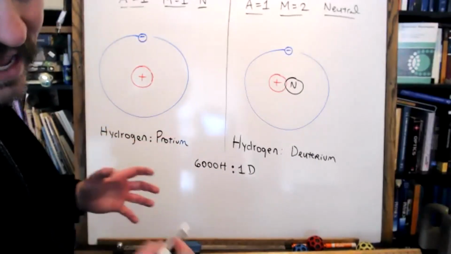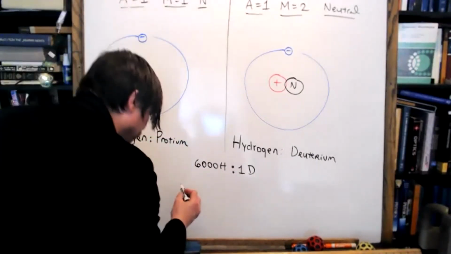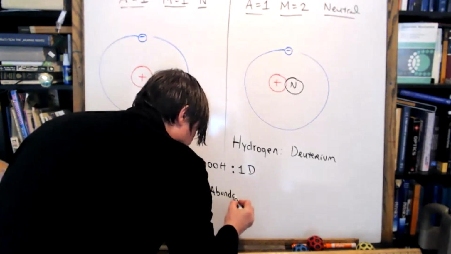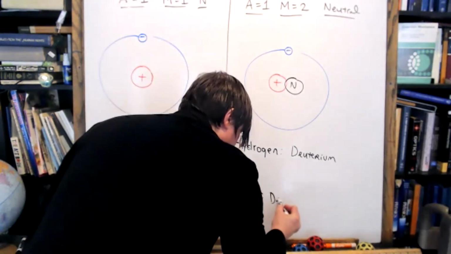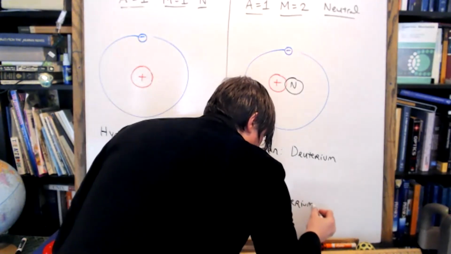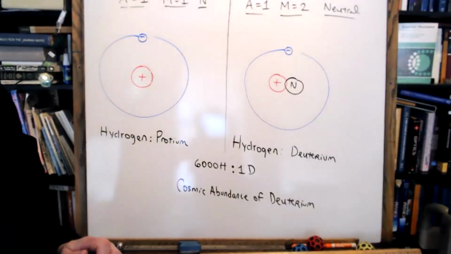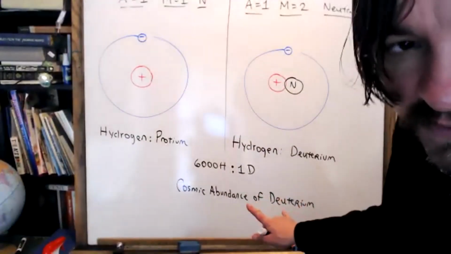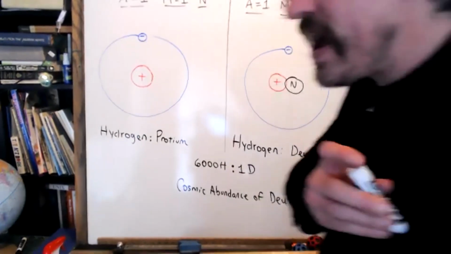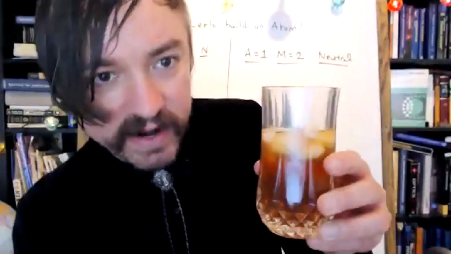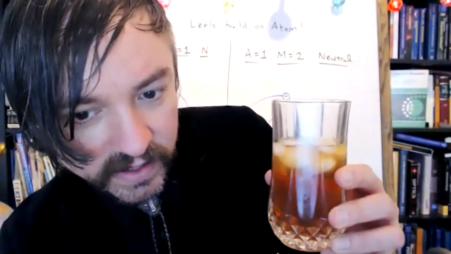And this has a very important name in physics and science. It's called the cosmic abundance of deuterium. The cosmic abundance of deuterium, 6,000 to 1, goes all the way back to the beginning of our universe in the Big Bang. This is a leftover record of how our universe formed. In fact, my cup of iced tea here is mostly made up of water molecules. And you all know what a water molecule is made out of, right? What's a water molecule made out of?